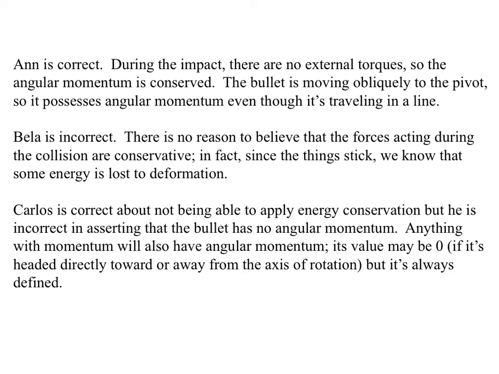Anne is actually correct. During the impact, there are no external torques, so the angular momentum must be conserved. The bullet is moving obliquely to the pivot, so it has some angular momentum, even though it's traveling in a line. Bella is incorrect because there's no reason to believe the forces acting are conservative. In fact, since the things stick together, we know the collision is not completely elastic, and some energy is lost to deformation, if nothing else. Carla gets that right. She knows that energy conservation is not correct, but then is incorrect in asserting the bullet has no angular momentum.